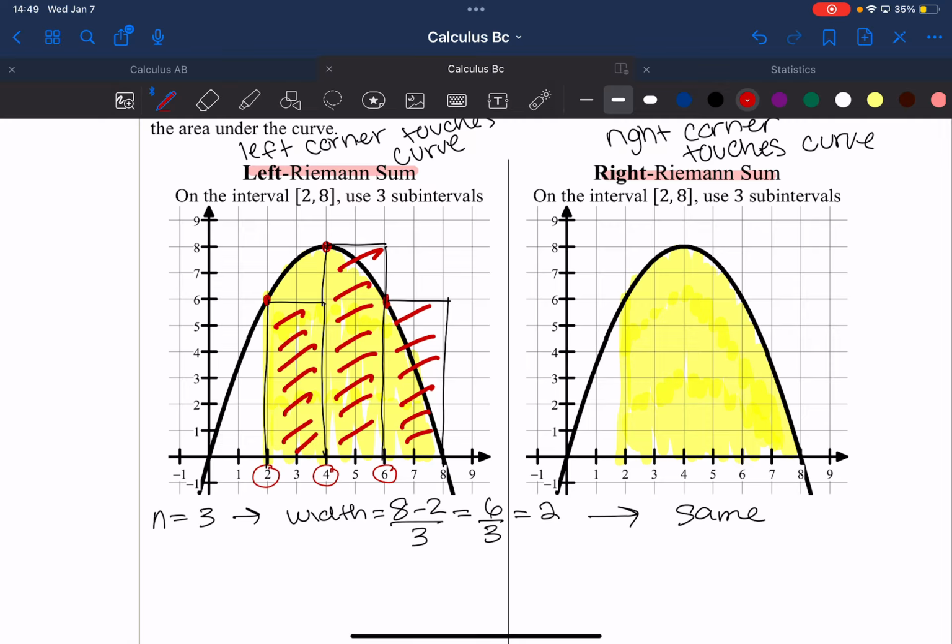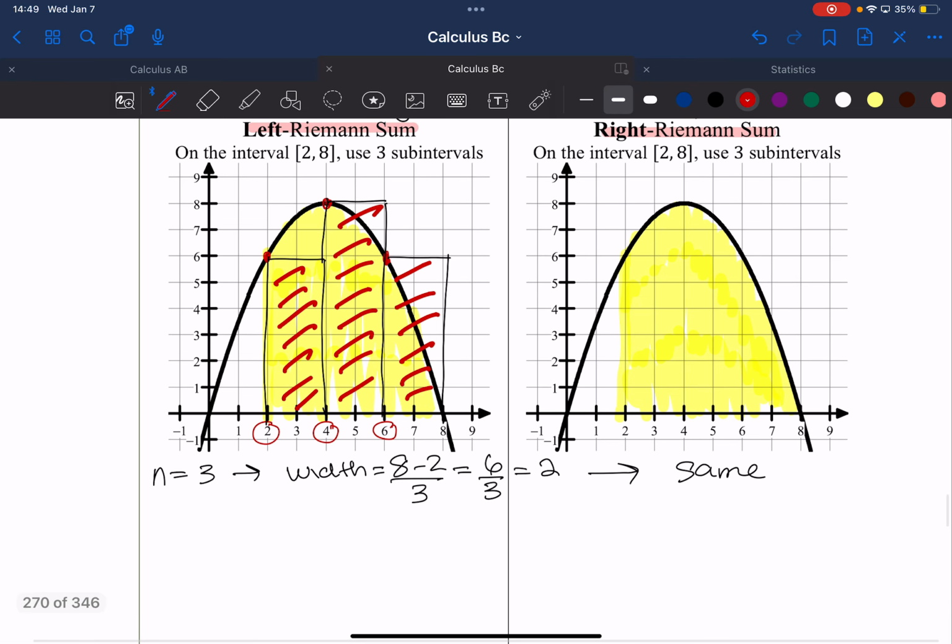Notice that we didn't cover all of the yellow, so all of the exact area, and we also went outside of the function. Which means when we calculate this, would this area approximation be too big or too small? Too big. Okay, and we're going to see that when we calculate it.